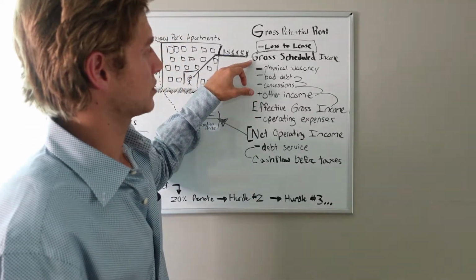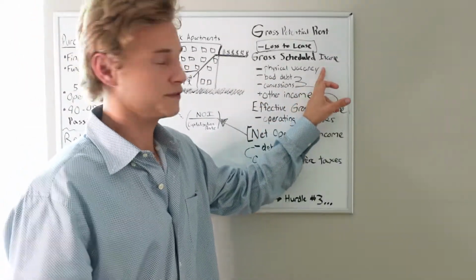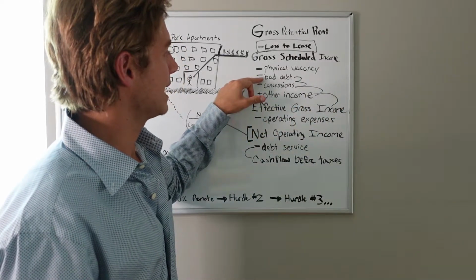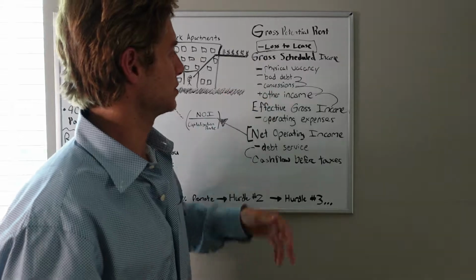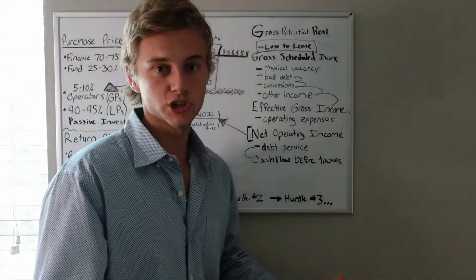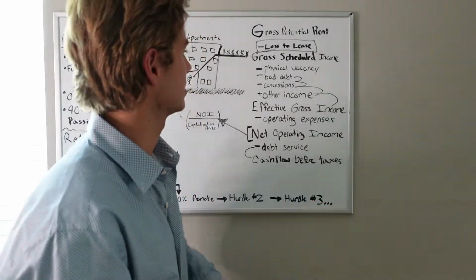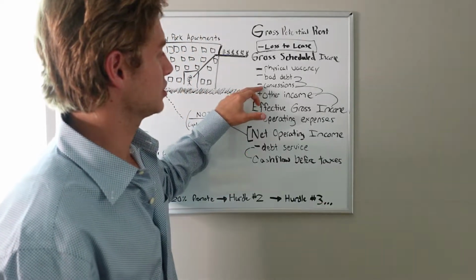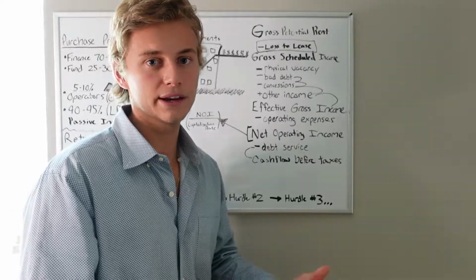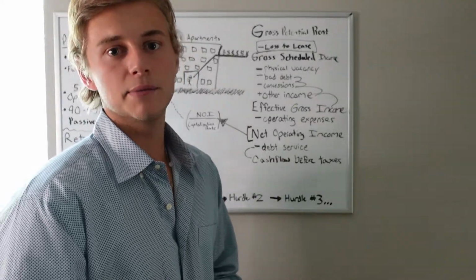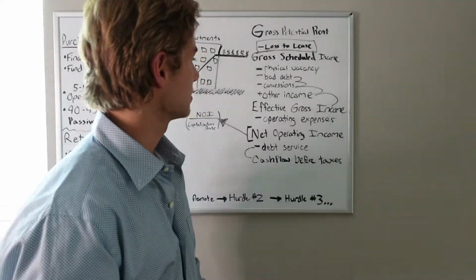So once you have gross scheduled income, you subtract out your physical vacancy, the units that aren't rented, and you subtract out bad debt, which is congruent to collections loss, or the amount of money that we basically don't collect for whatever reason. And then you subtract out concessions. Think of concessions as free rent or incentives to sign a lease. So it might be a couple months free rent. It might be a different type of incentive of some nature.